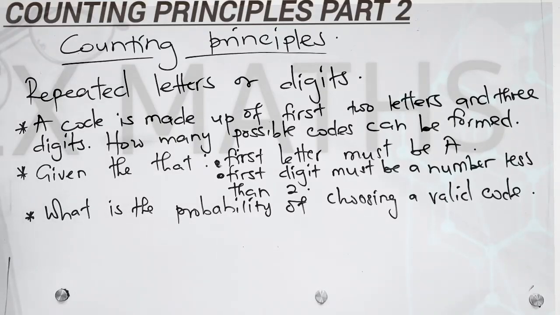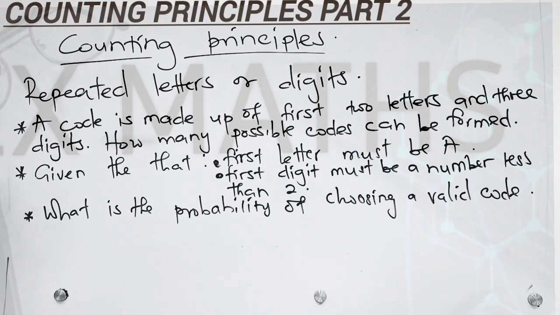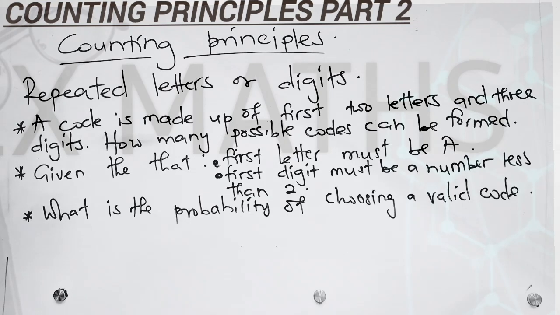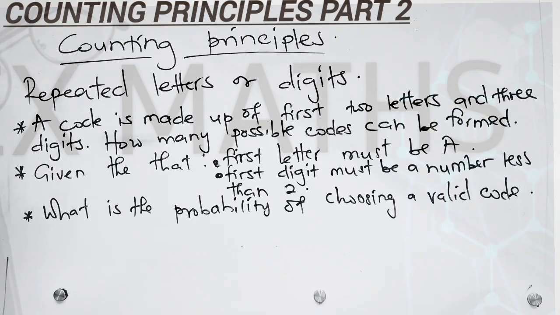So this is now a question. We're doing counting principles with repeated letters or digits. The question says a code is made up of the first two letters, which means the first two positions must be occupied by two letters, and three digits. So the third, fourth, fifth positions are three digits.